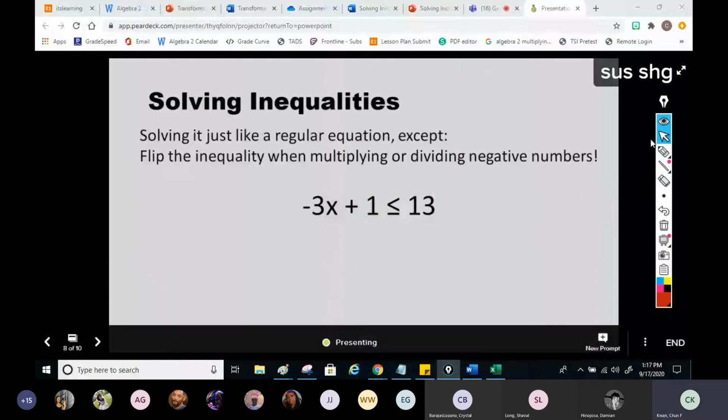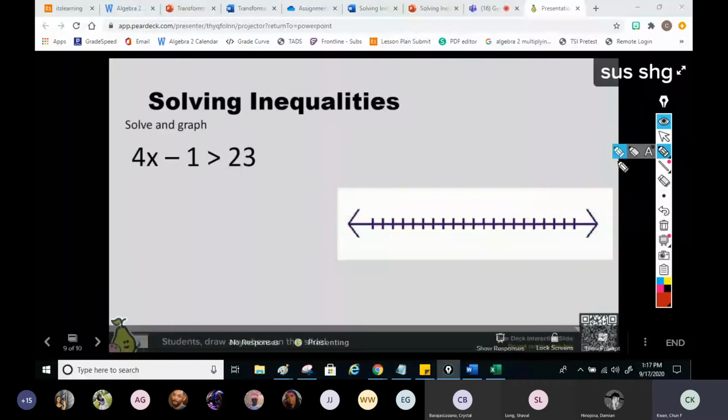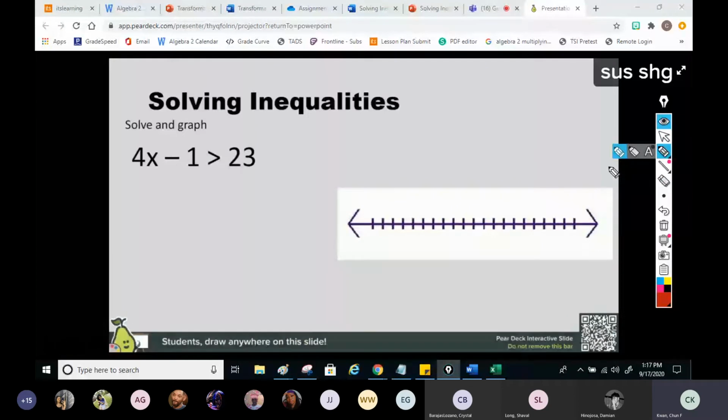All right, so the next one right here, I want you guys to try it. Do it just like how I did it earlier on Pear Deck, and I will give you guys a little help on the start. So once again, your goal is to make sure that you have x alone. You want your answer to be x, and x is the only thing on the left, okay? And then whatever numbers on the right. And then right here, think about, should you flip the sign? Do you have to divide or multiply by a negative number? If you don't deal with negative numbers, you don't have to flip the sign, okay?